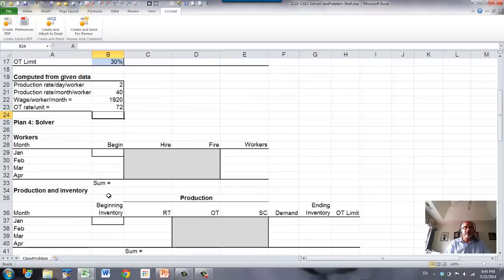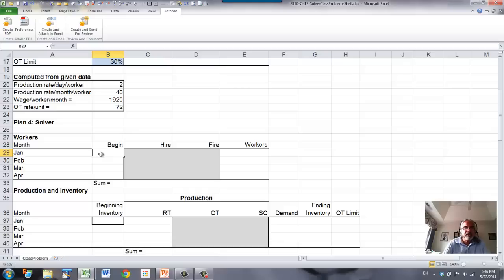Now we're going to set this up with two different tables. We'll have one table for number of workers, another table for production. So we're going to use this range, number of workers we have to hire, number of workers we have to fire, as changing cells in the solver. You remember way back when we did project management CPM, we did a solver problem. It's something like that, with some differences, of course, and we're going to use this range also as changing cells: overtime production and subcontracting production.